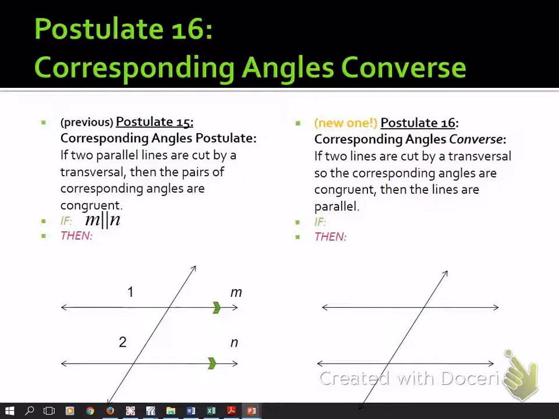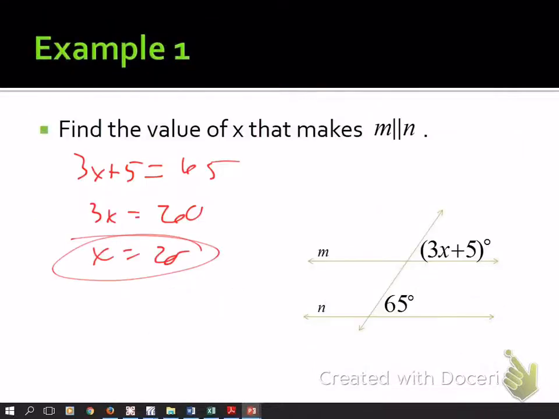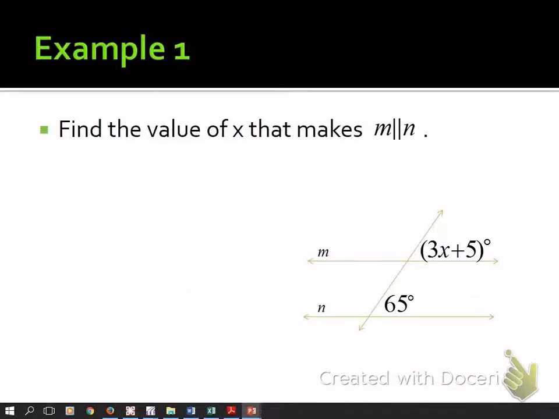So the first one was the corresponding angle postulate, which says, again, the postulate itself, just the straight up postulate, says that the lines have to be parallel first, and then we say the angles are congruent. The converse flips it and says we'd have to know the angles are congruent first, and then we can say the lines are parallel. So it's all about order here. Okay? It's the converses that are going to help us prove two lines are parallel.